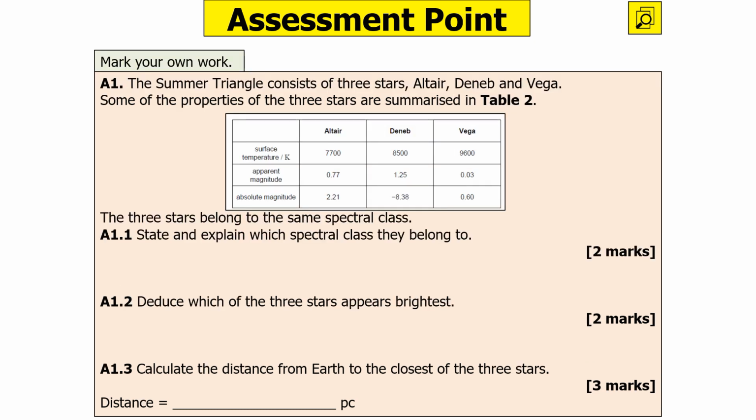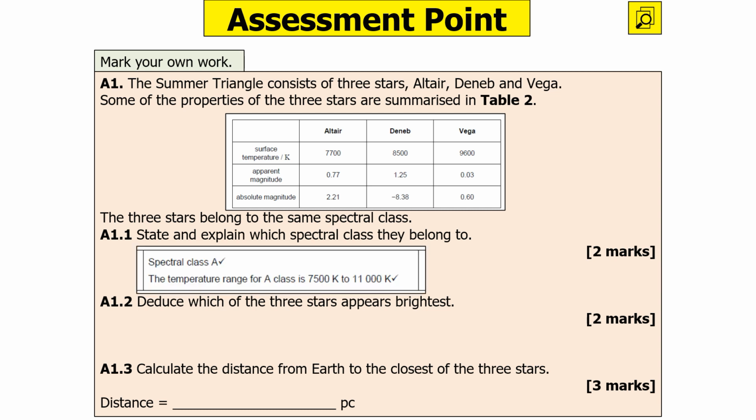Right, in this first one, you've got to learn the temperatures and how they're linked to spectral classes. So it's spectral class A, because that's the temperature range they all go into. Which will appear the brightest?